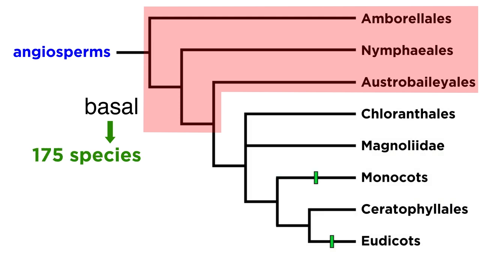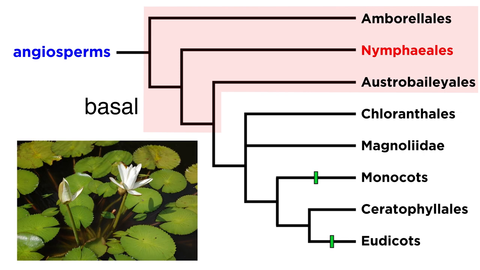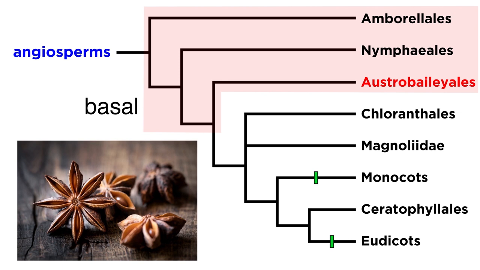The basal clade contains only about 175 species that diverged early on in angiosperm evolution. The basal angiosperms include the amborellales, a monophyletic order of small shrubs, the nymphaeales, an order of aquatic plants such as the water lilies, and the austrobaileyales, an order of woody trees, shrubs, and vines, such as star anise.